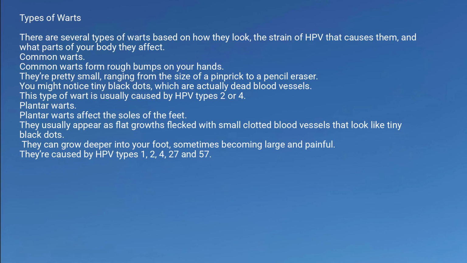Types of warts. There are several types of warts based on how they look, the strain of HPV that causes them, and what parts of your body they affect. Common warts. Common warts form rough bumps on your hands. They're pretty small, ranging from the size of a pinprick to a pencil eraser. You might notice tiny black dots, which are actually dead blood vessels. This type of wart is usually caused by HPV types 2 or 4.